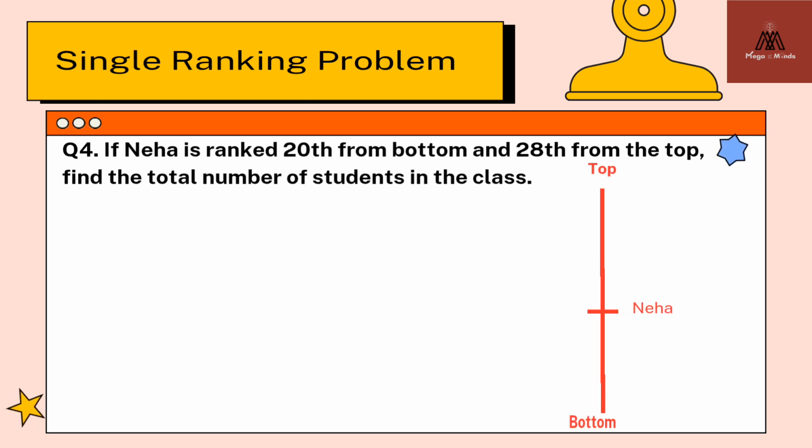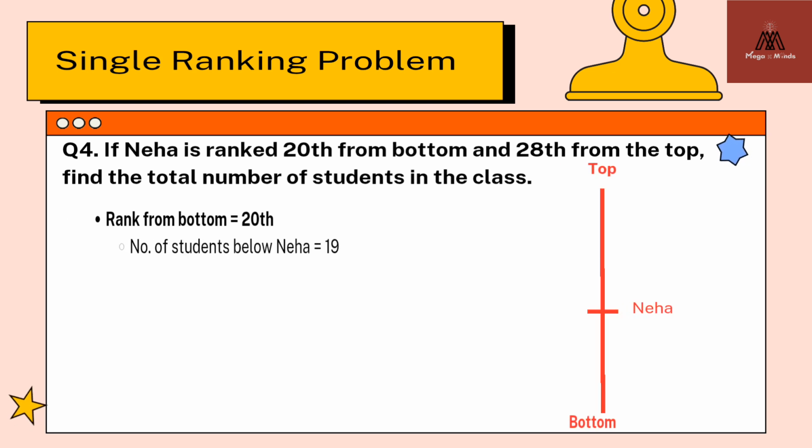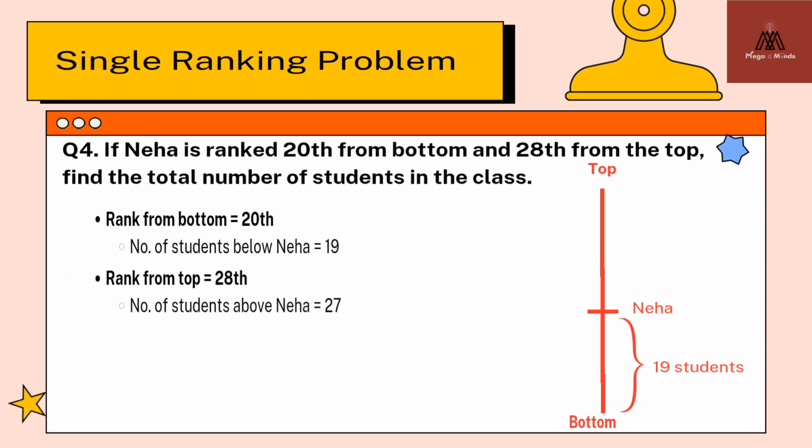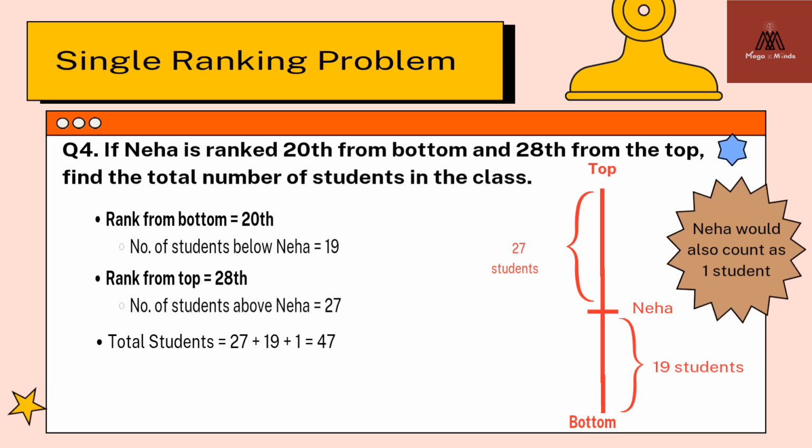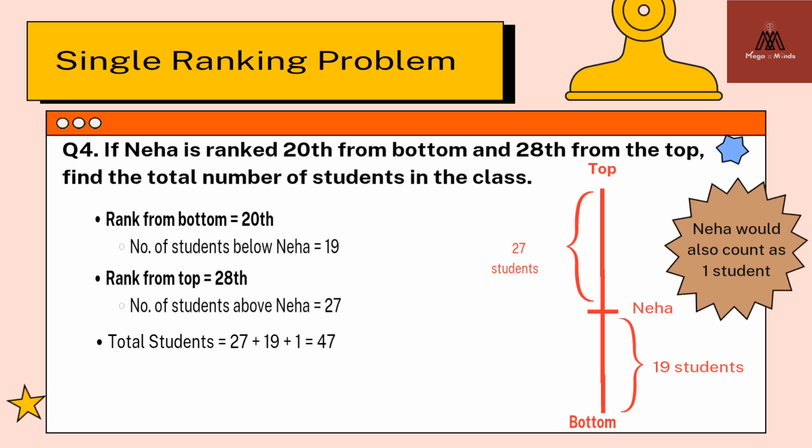Since Neha is ranked 20th from bottom, there are 19 students below her. Also, since she is ranked 28th from top, there are 27 students above her. To count the total number of students, we will have to add the number of students above and below Neha. Don't forget that we have to include Neha as well. Voila! We get the total students as 47 with ease, isn't it?